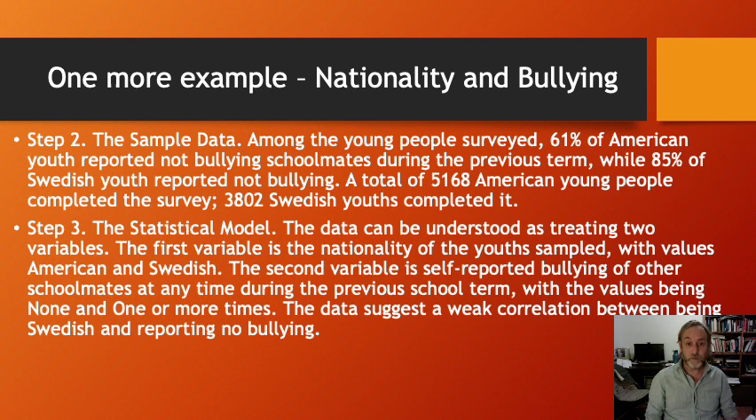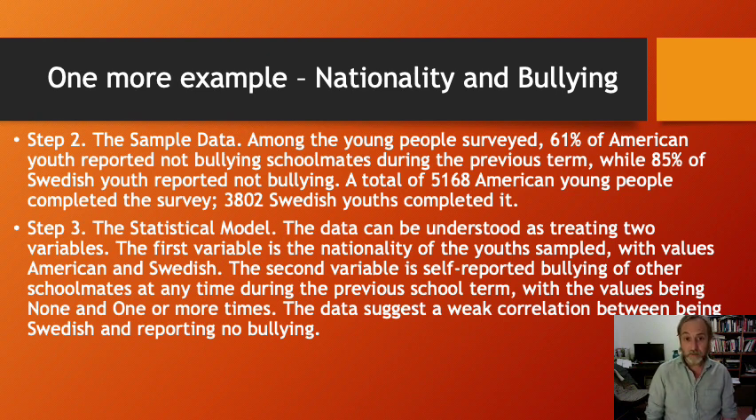Step 2. Okay, so what was the data? Well, among the young people surveyed, 61% of the Americans reported not bullying schoolmates during the previous term. 85% of the Swedish youth reported not bullying schoolmates, right? Sample sizes are important here, right? So we had about 5,000 Americans and about 3,800 Swedish completing the survey. That's, again, going to matter for our margins of error later, right?